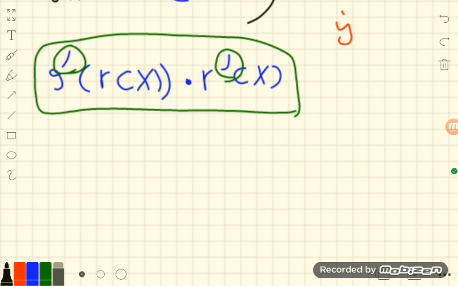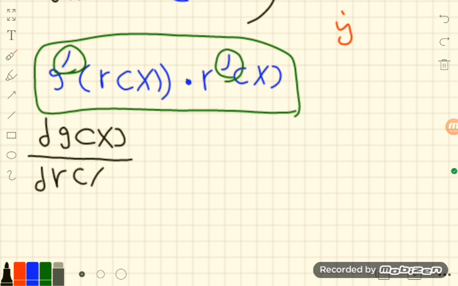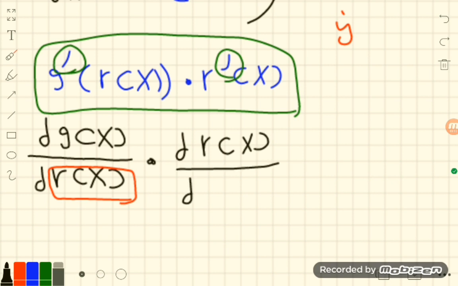The derivative of this composite function is nothing but the derivative of the something that raises stuff to the 6th power, in this case g of x, with respect to what? With respect to r of x. Then you multiply it by the derivative of the thing that you're raising to the power, with respect to x. So you can say the derivative of r of x with respect to x.